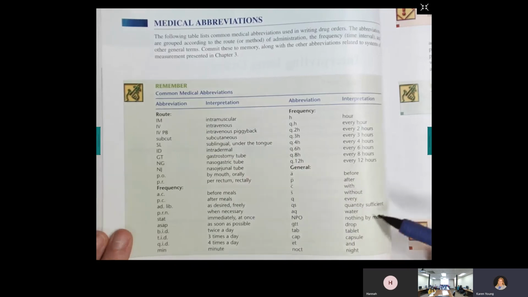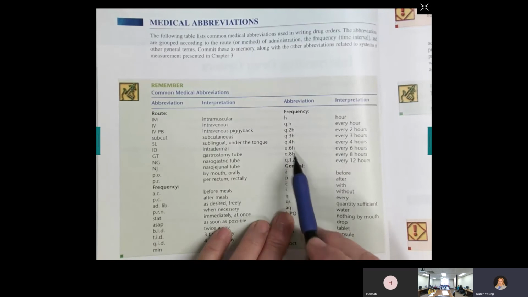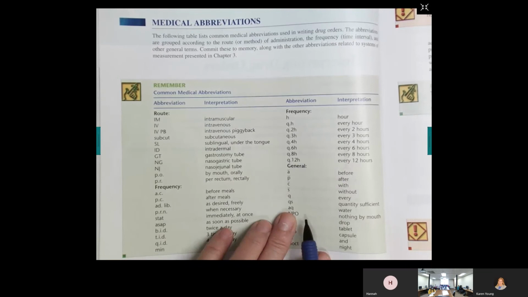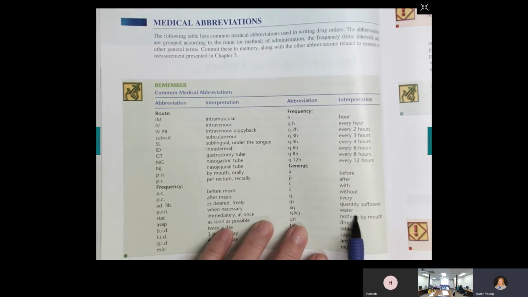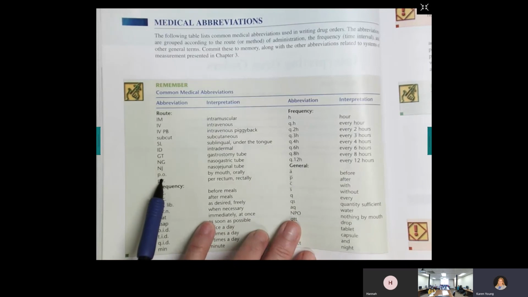Q is every. QS is quantity sufficient, though. Don't get the QS mixed up with the Q's for every. AQ is water. NPO is nothing by mouth. The PO is by mouth, so the NPO is the nothing by mouth.